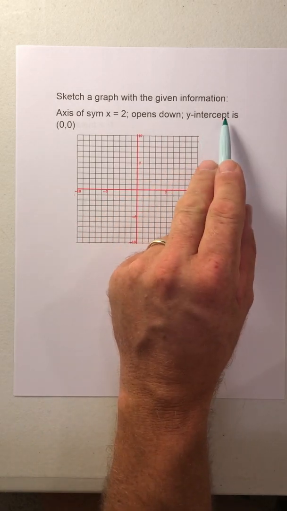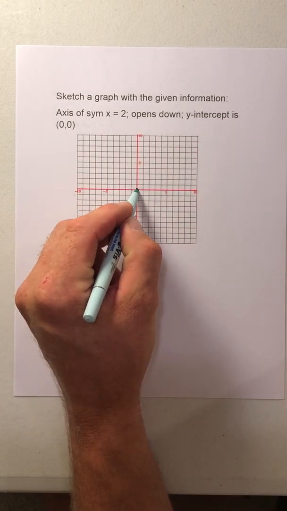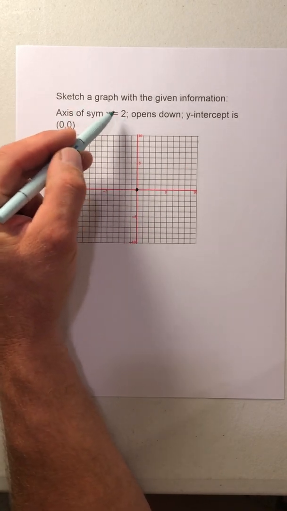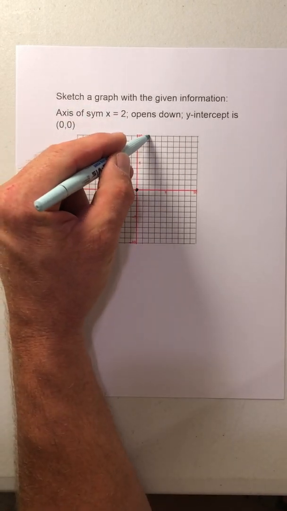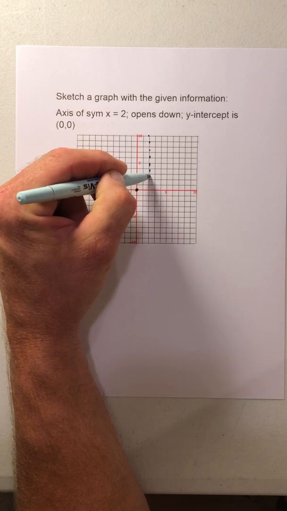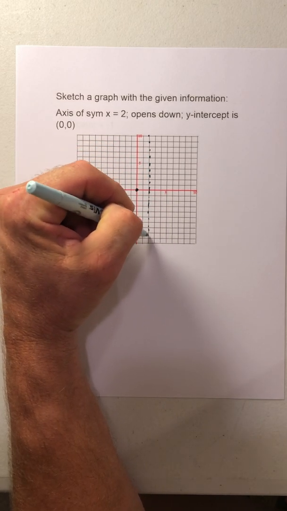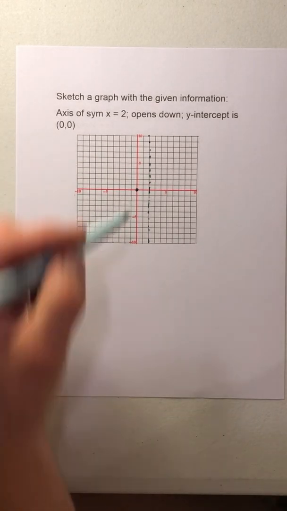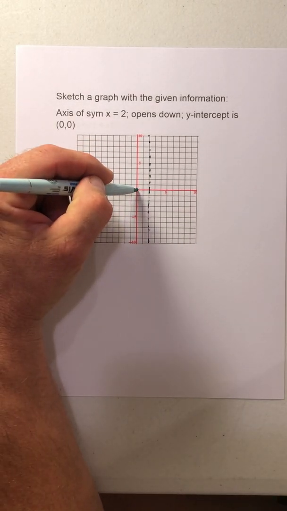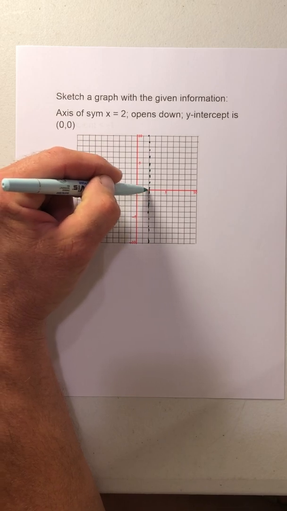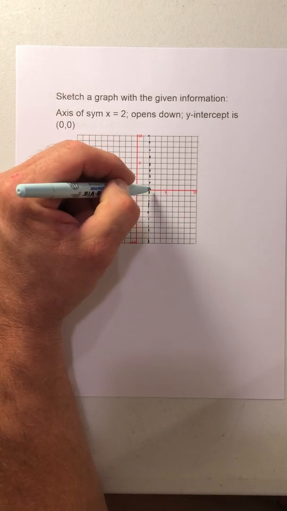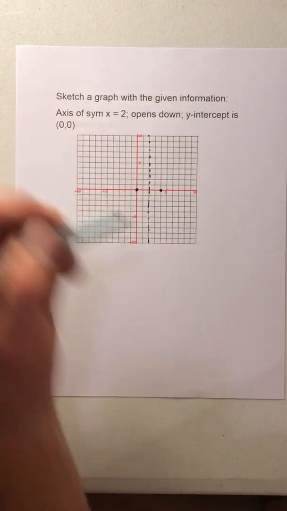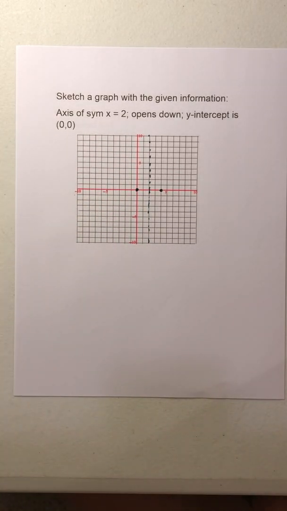Looks like here we have a y-intercept of (0, 0). I have an axis of symmetry of x equals 2. So that's going to be a vertical line. I go through 2, so I'm going to go ahead and draw that dotted line in. And we also know that it opens down. Since this is the point (0, 0), I know I'm 2 away from the line of symmetry, so I'm going to be able to plot a point over here as well. So I know that point has to exist on my graph.